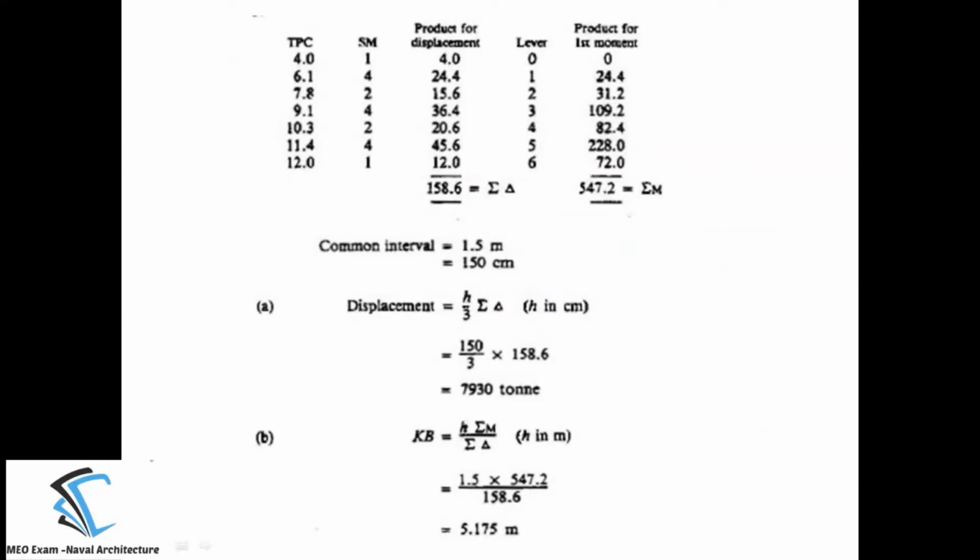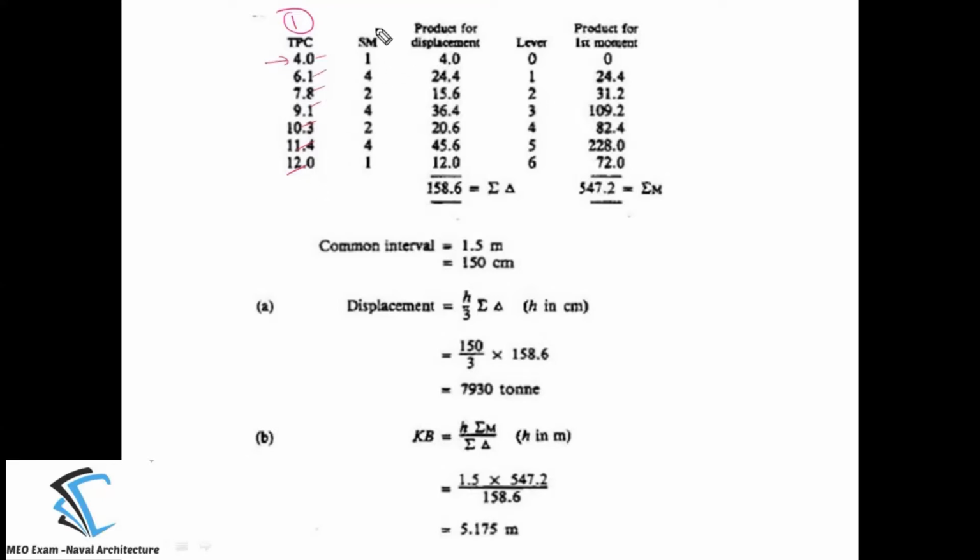Let's create again the table to do the calculation. The first column is the TPC which is given to us, and the TPC is now the ordinates. Please check once again how many ordinates there are: 1, 2, 3, 4, 5, 6, 7. There are 7 ordinates, and the number of intervals is 6. The 6 is divisible by 2 as well as 3, so you can use any of the Simpson's rules. I am using Simpson's first rule.